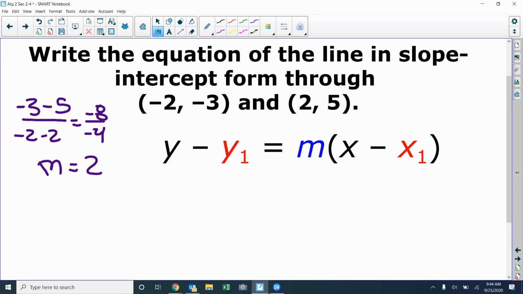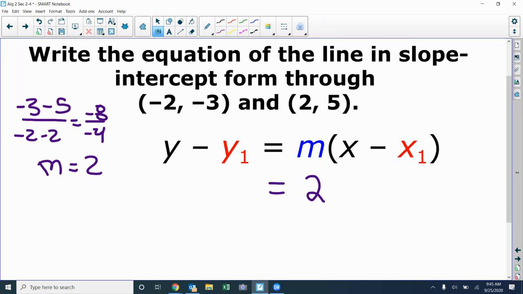So your change in y would be -3 minus 5, which gives me -8. Your change in x would be -2 minus 2, which gives me -4. So my slope is 2. Now, common sense tells me to use the positive 2 and 5. You with me? That way I don't have to worry about signs and what's going on.